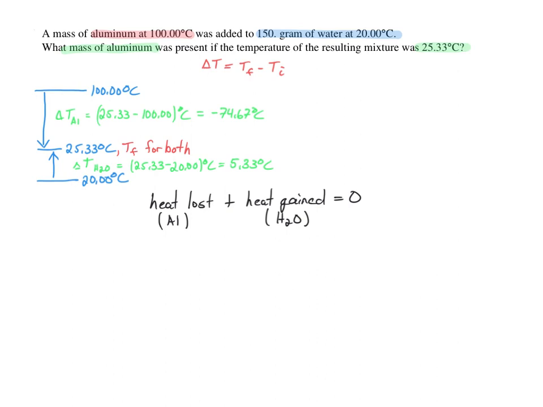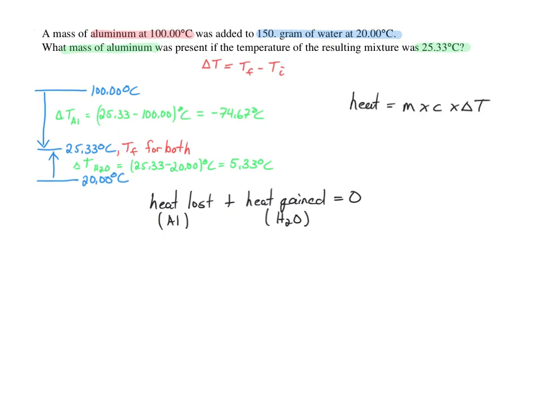For water, the temperature change is positive. It's increasing in temperature. But still, it's calculated the same way, TF minus TI. So TF, 25.33, and we're subtracting 20 because that's the initial temperature. So we have temperature change difference for aluminum versus water.